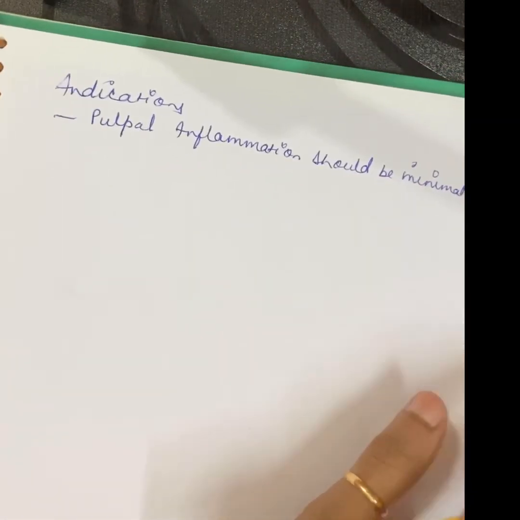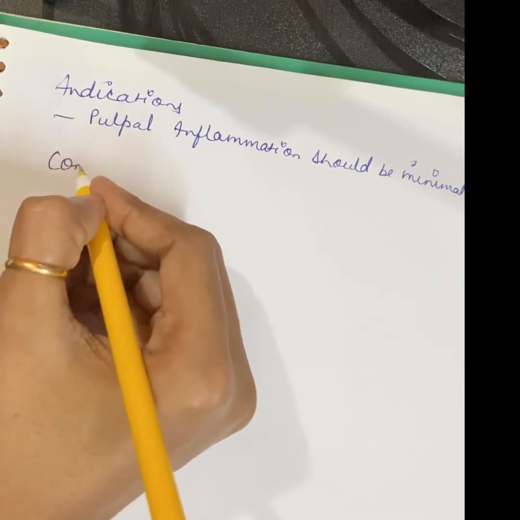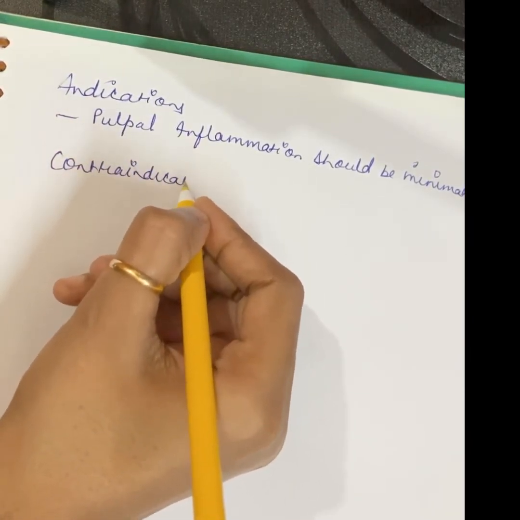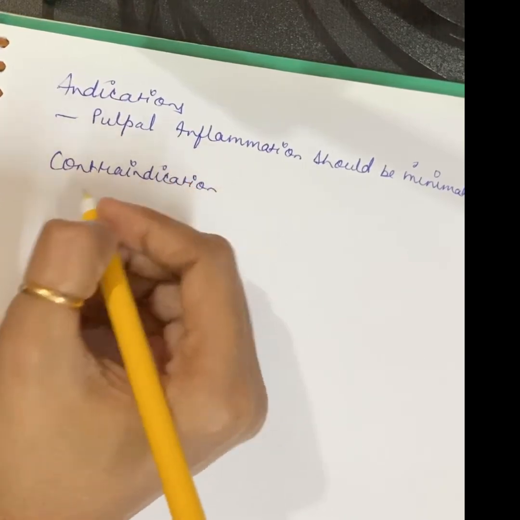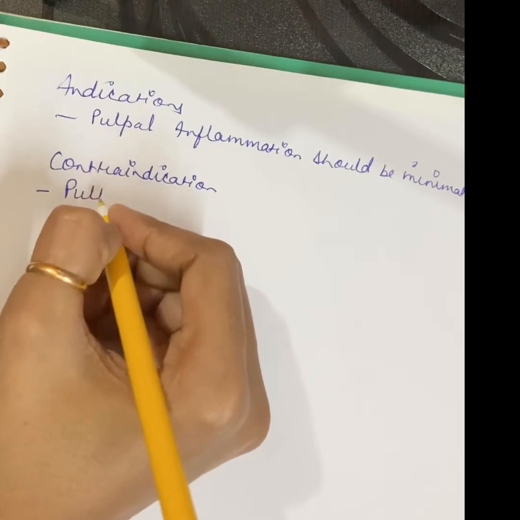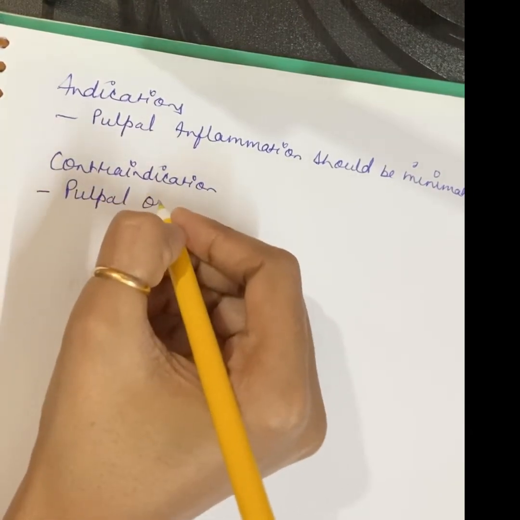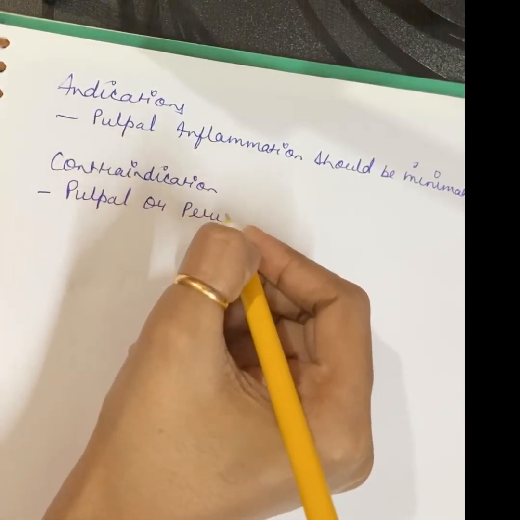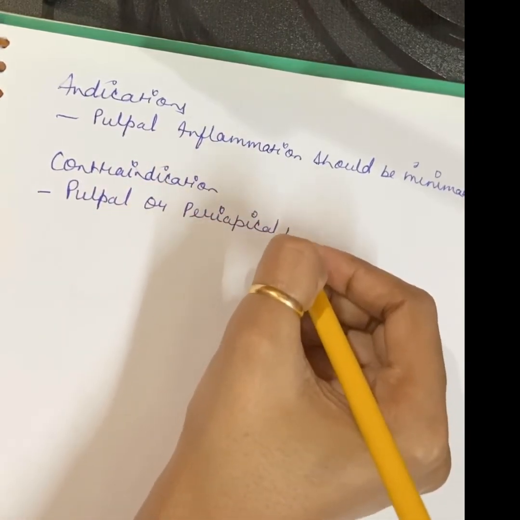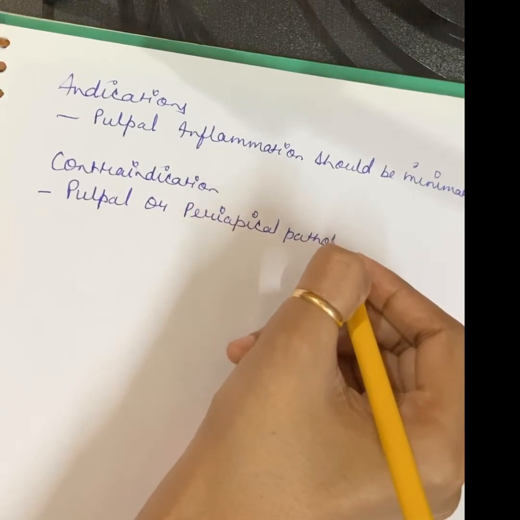Now, what are the contraindications for indirect pulp capping? Contraindications. The contraindication will be that you don't have pulpal or periapical pathology. Pulpal or periapical pathology should not be there.